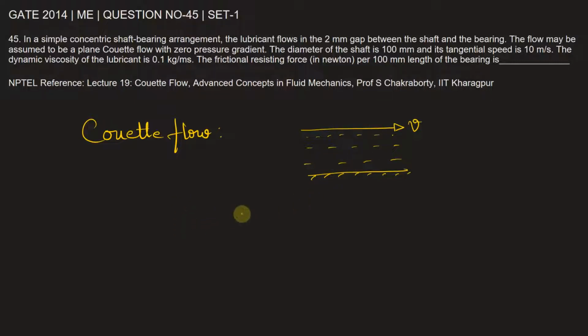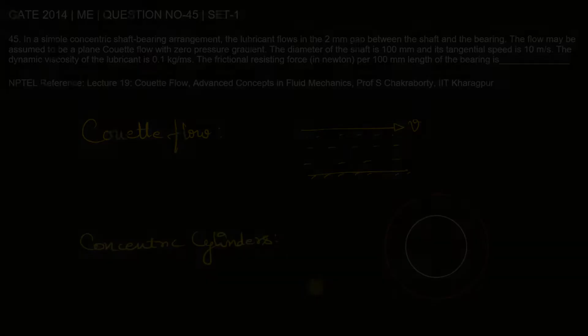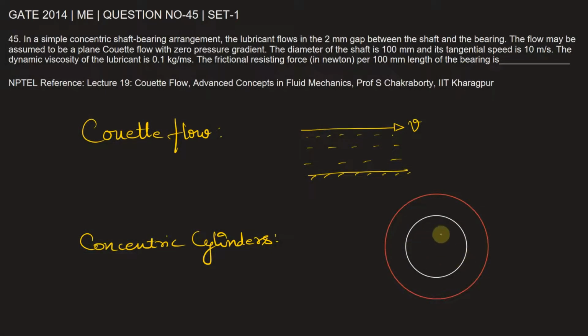Now here this is a case of concentric cylinders. Suppose this is the shaft and this is the outer case of the bearing. Because of the rotation of the shaft, there will be a shear force generated in this. Also the tangential velocity of the shaft is given, and that is 10 meter per second. If we draw the velocity profile, it is maximum here and here it is 0.